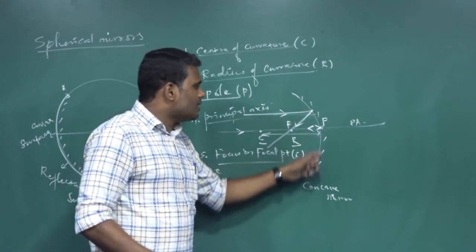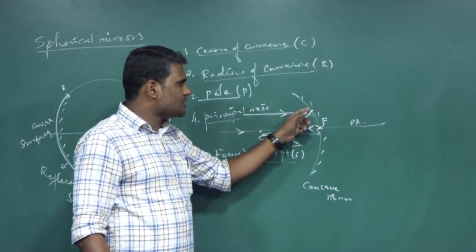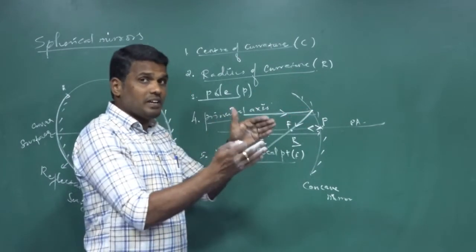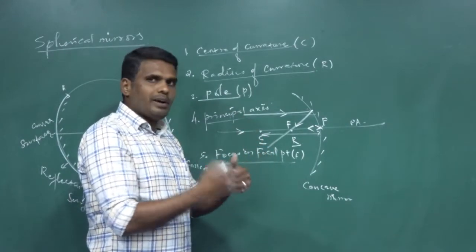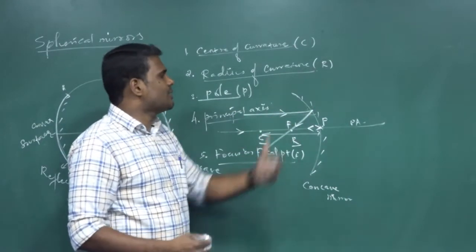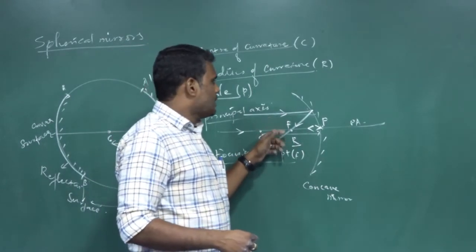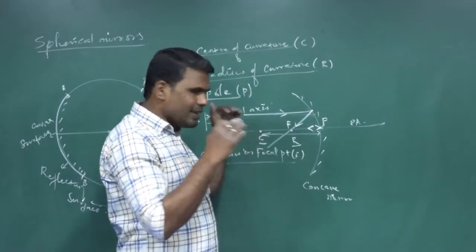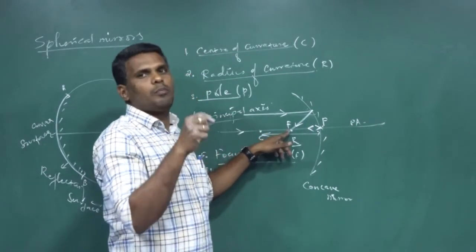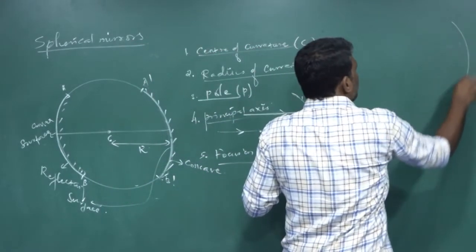If this is a concave mirror, the rays after reflection will converge at a point. I'll show you with a separate diagram. I can show it to you here. I'm showing you a concave as well as a convex mirror. For them, I can show you the focus or focal points. Let us consider a concave mirror here.